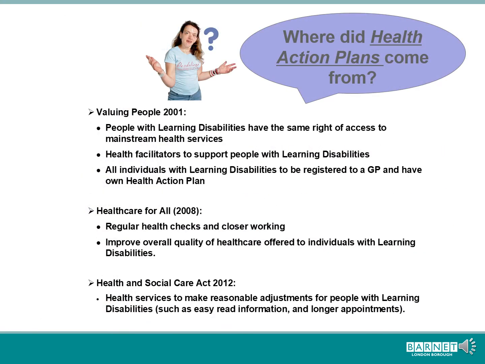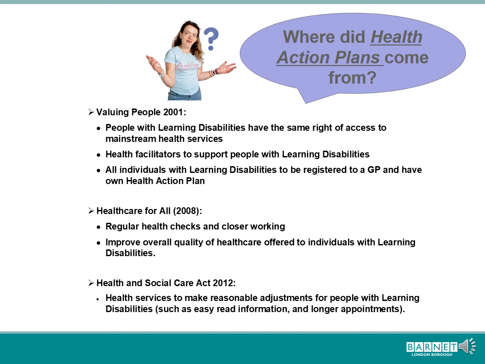So where did the health action plans come from? To understand this fully, we'll have to take you back a little bit and give you some historical information. The Valuing People 2001 government paper aimed for people with learning disabilities to have access to mainstream health services. The paper recommended health facilitators to support people with learning disabilities, and that they should all be registered with a GP and have their own health action plan.